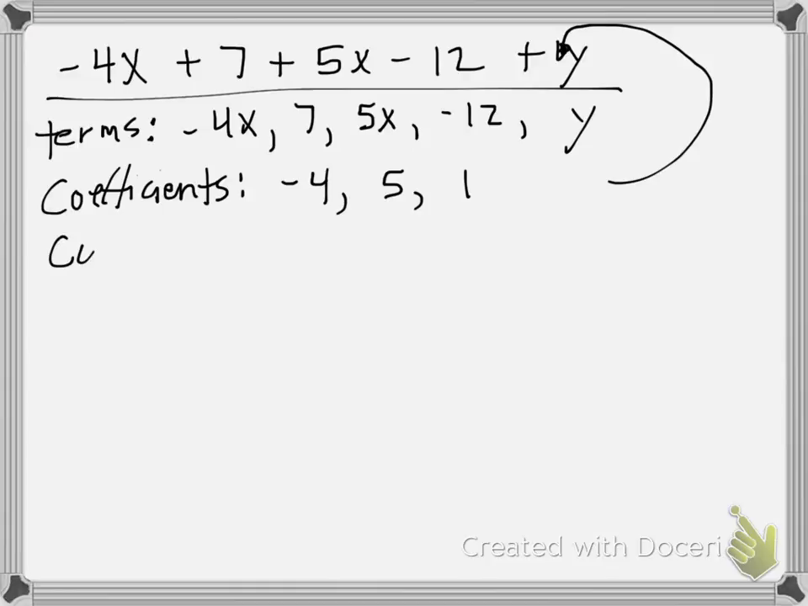And lastly, our constants. Now remember, those are plain old numbers. So in this expression, our constants would be 7 and negative 12.